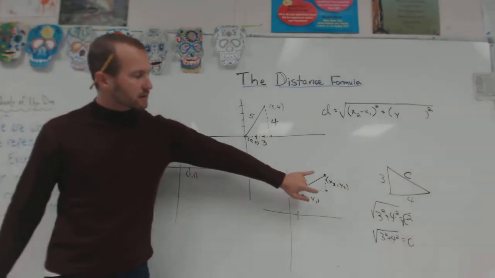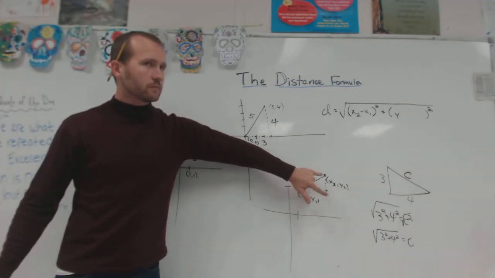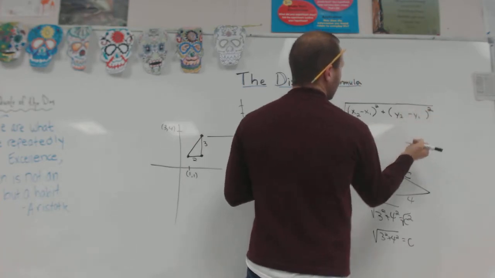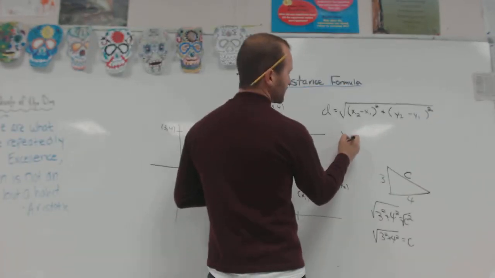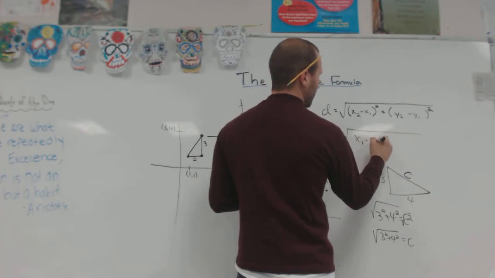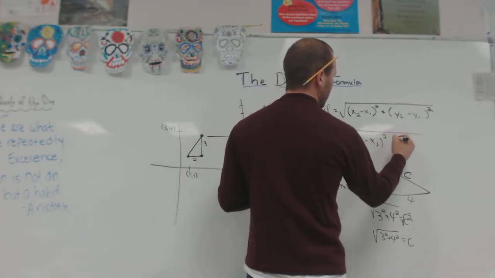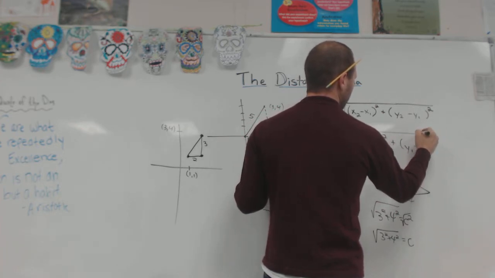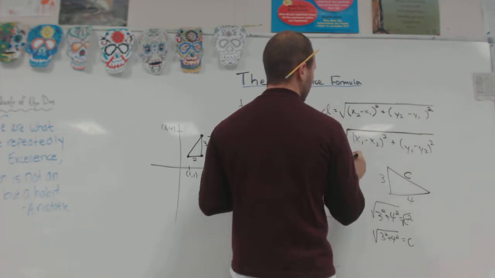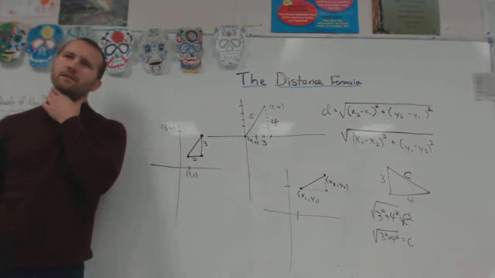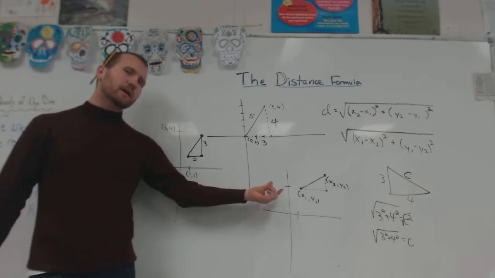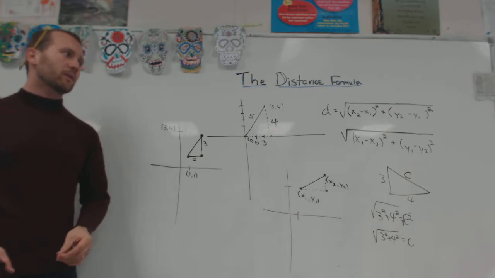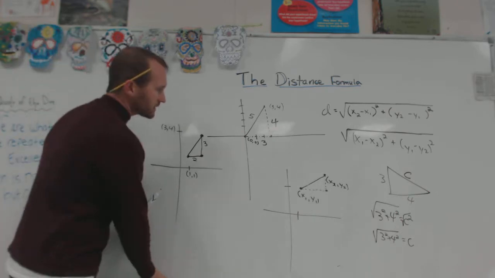What is the other side of the triangle? Up here, y2 minus y1. You could also write this as x1 minus x2 squared plus y1 minus y2. It doesn't matter. And the reason I say that is sometimes your y's or x's will be negative numbers, and it might actually make more sense to think of it that way. But for now, let's just think of it as this one.